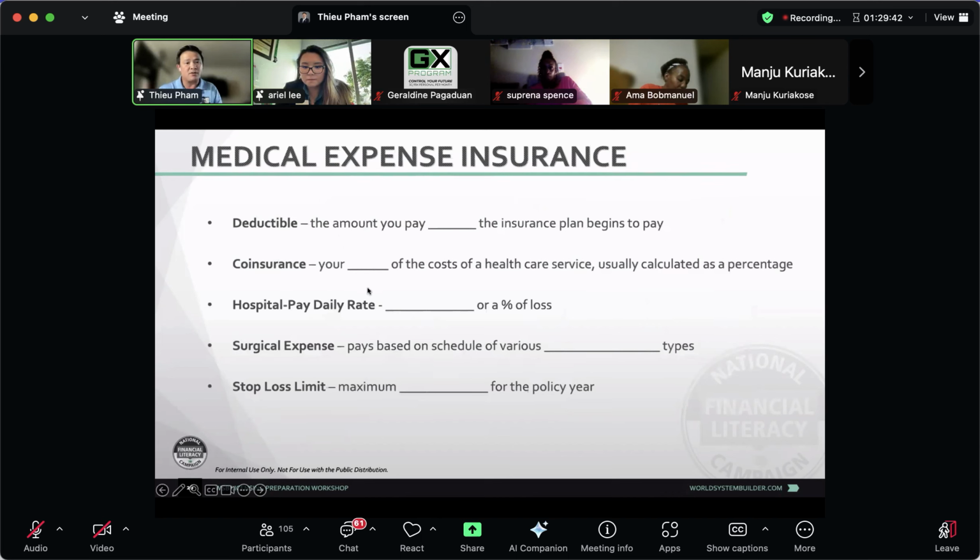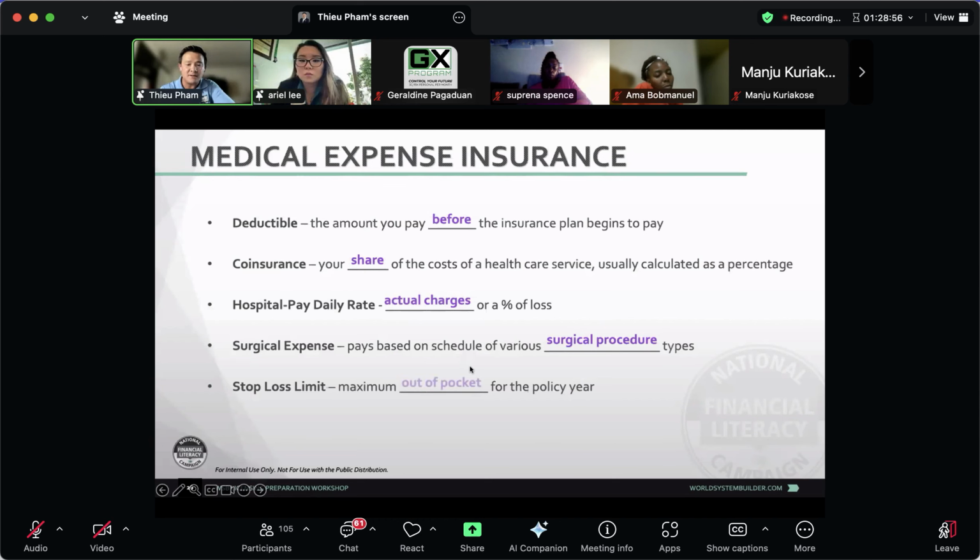Okay. Deductible. The amount you pay before the insurance plan begins to pay. Okay, that's called deductible. Co-insurance. After deductible, you share the cost of the healthcare services, usually calculated as a percentage. So make sure you know the difference between deductible and co-insurance for the test. So deductible is before the plan begins, okay? And then during the process, you have to pay 10%, 20%, depending on your plan, okay? The hospital pays the daily rate, which is the actual charge of the whole day of service, okay? Surgical expense is paid based on a schedule of various surgical procedure types. So these are just terms you need to know.